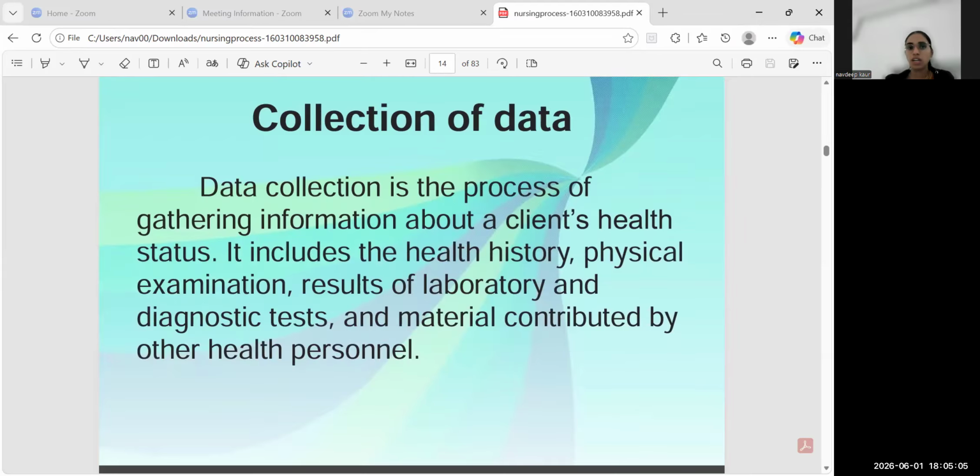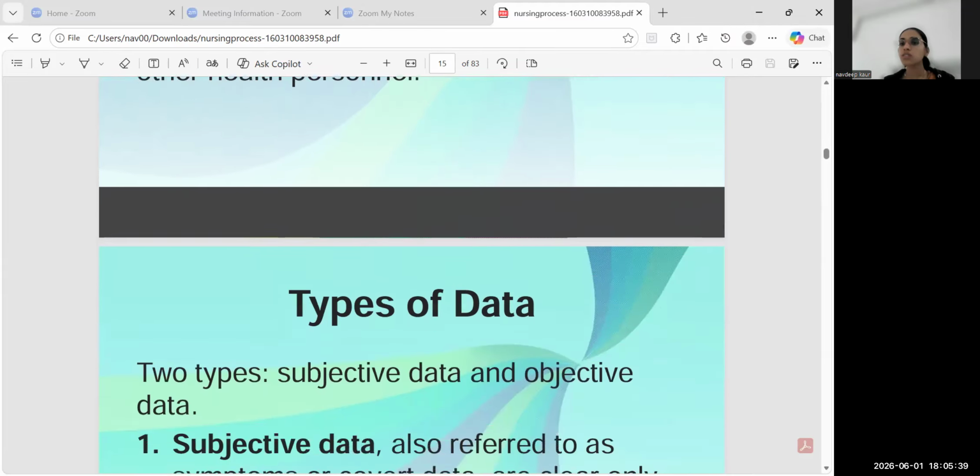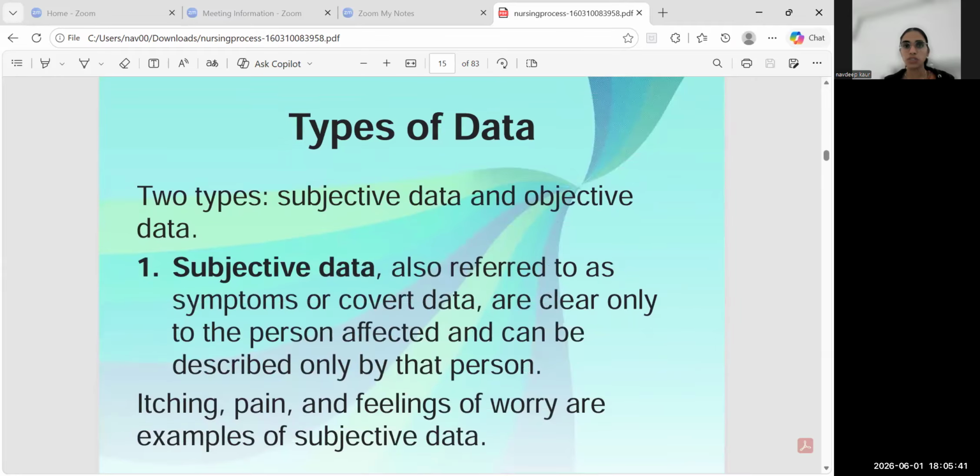Next is the collection of data. Data collection is the process of gathering information about a client's health status. It includes the health history, physical examination, results of laboratory and diagnostic tests, and material contributed by other personnel. Means in the collection of data, we have to collect the patient history with their physical examination, for example, from head to toe assessment, and results of the lab diagnostic tests and other material, for example diet plan of the patient, so that we can provide the best care to the individual or the patient.